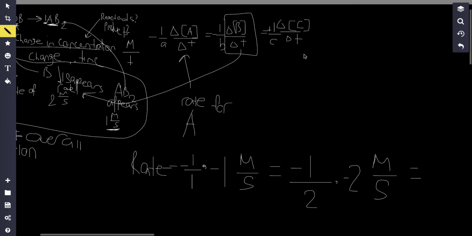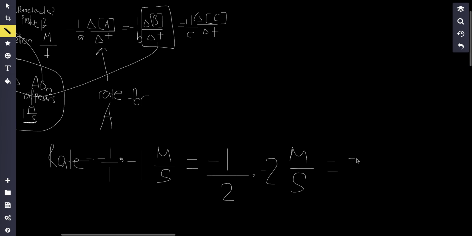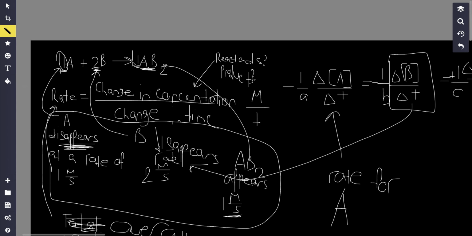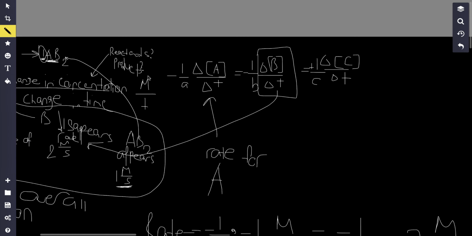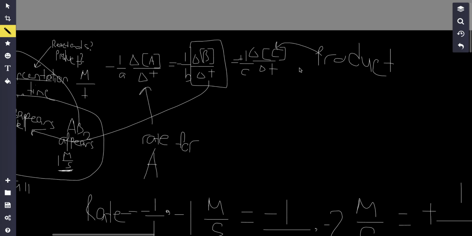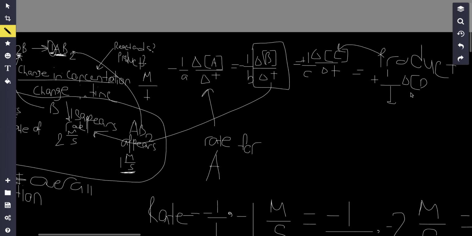And then this is going to be equal to positive 1 over c. Little c represents the coefficient of capital C, so it represents, in this case, the coefficient of our product. I put a C here, but this basically just represents the product. If there were more products, then I could just be like, okay, this is going to be equal to positive 1 over d times the change in concentration of D divided by the change in time, right? I can just keep adding terms to however many products or however many reactants that we have.